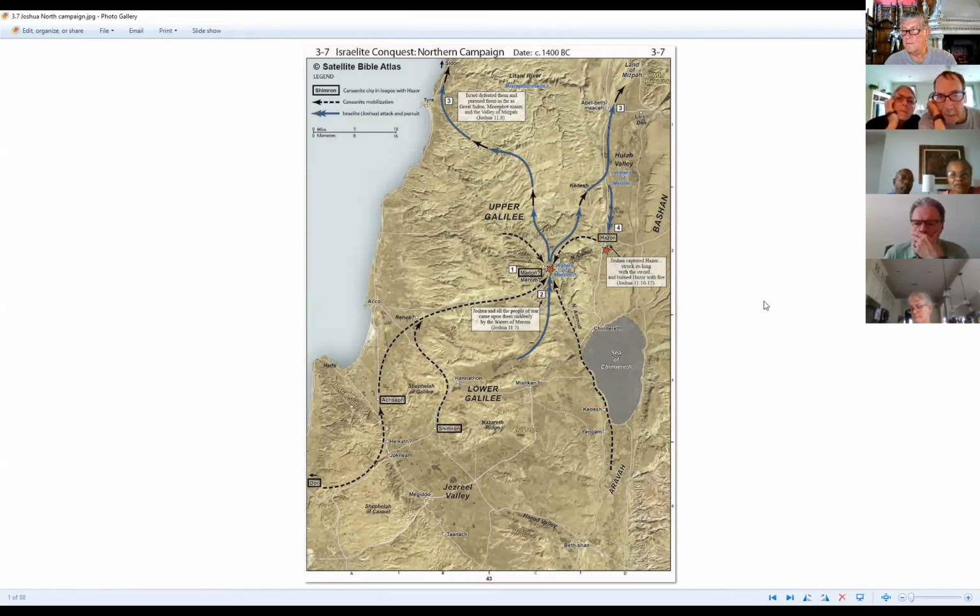Let's see. Next we have Art. Joshua 11, 5 through 9.